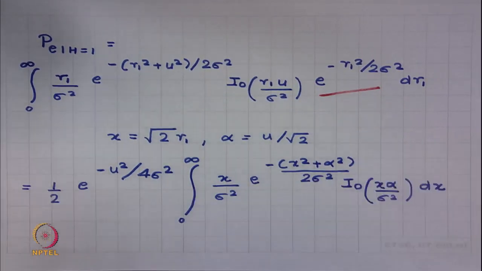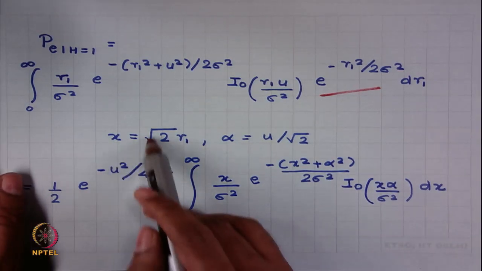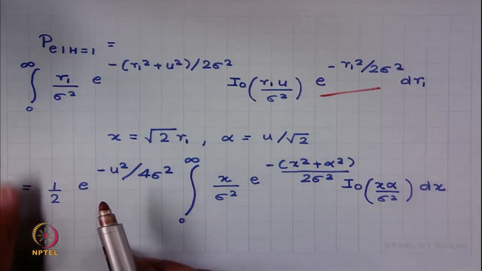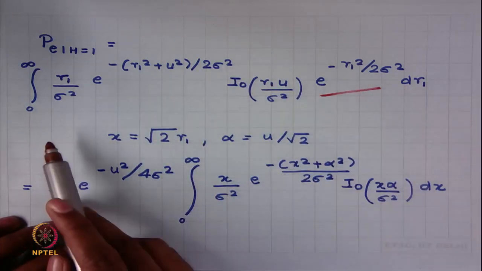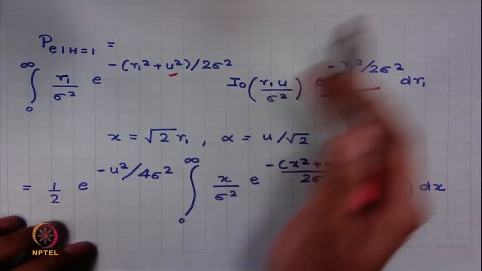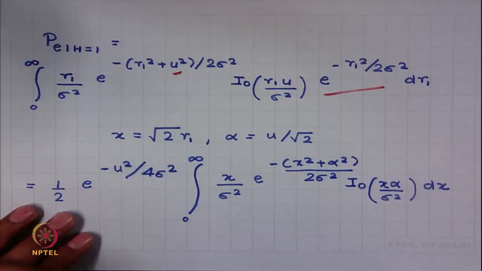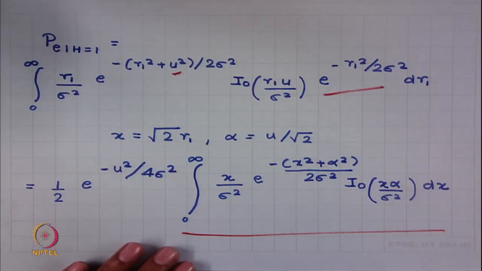Now, we make some trivial changes in variables. We assume that x is root 2 r 1, alpha is u by root 2, and then first we identify which terms here are independent of r 1. We have this term independent of r 1, we shift this out of the integration, and then we get this function remaining to be integrated.